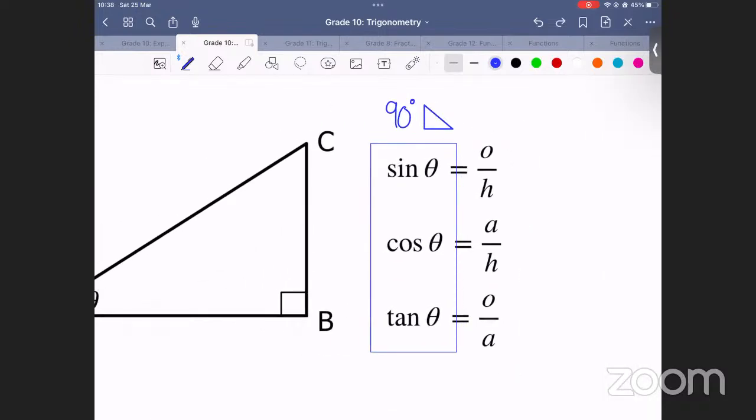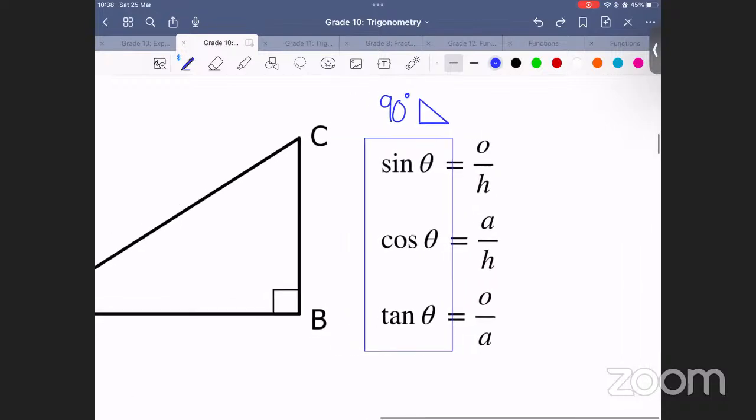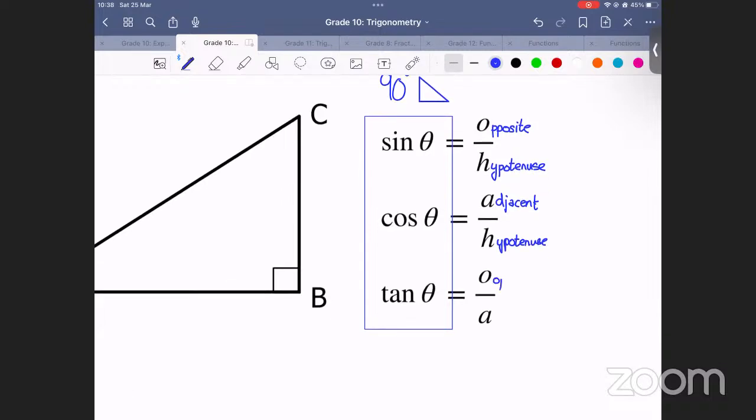That sine theta, don't worry about theta for now. It's just any angle. Whatever that specific angle is, we just refer to it as theta. Sine theta is equal to opposite over hypotenuse. Cos theta is equal to adjacent over hypotenuse. Tangent theta is equal to opposite over adjacent.